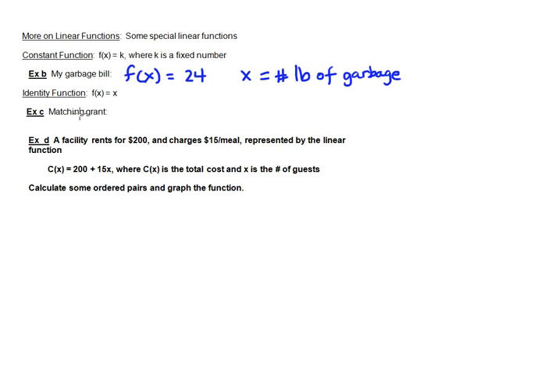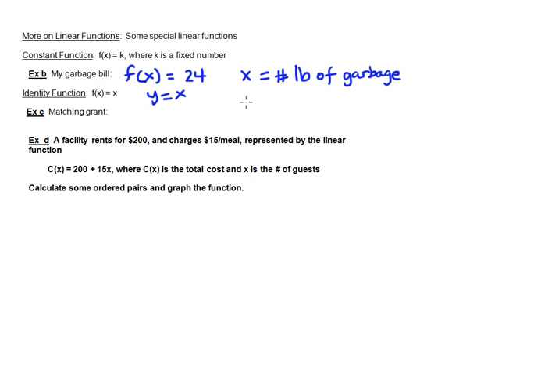Another special case is the identity function, f of x is equal to x. And again, if you prefer to think of f of x as being y, you can write this equation as y is equal to x. And that's a straight line that increases with a slope of 1. And what we're saying is the output y is the same as the input x. And so, for example, a matching grant would be an application of this.